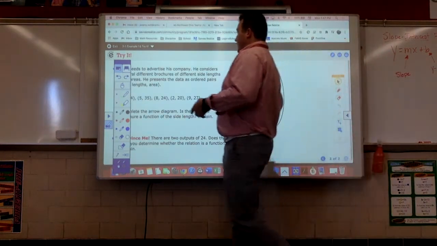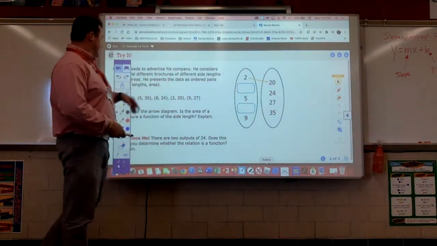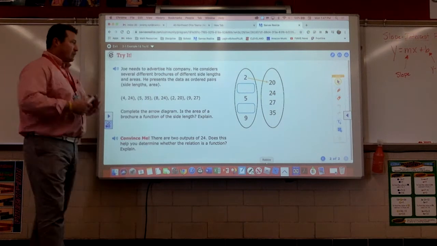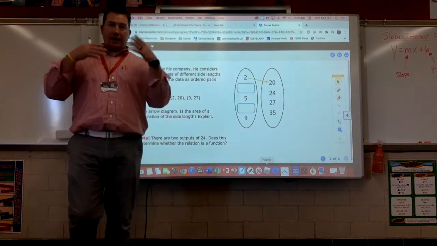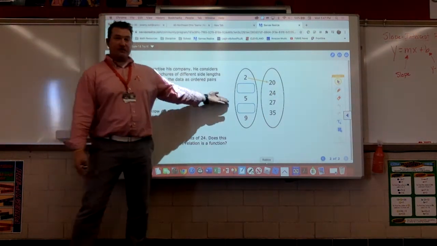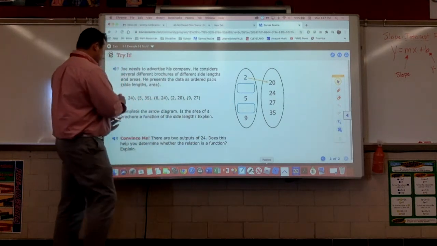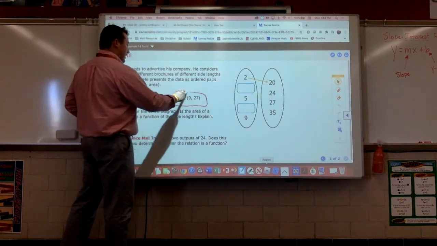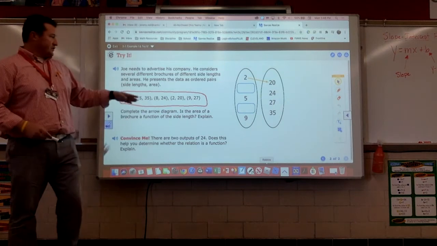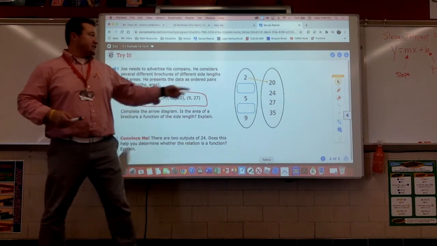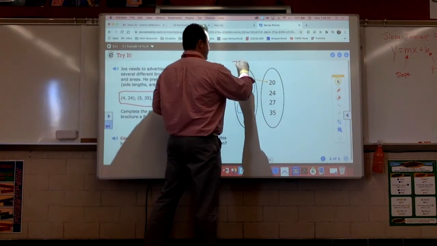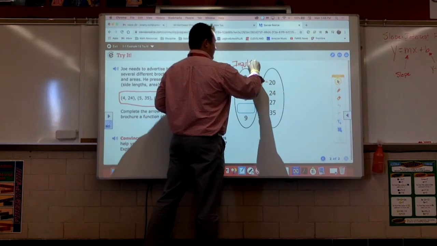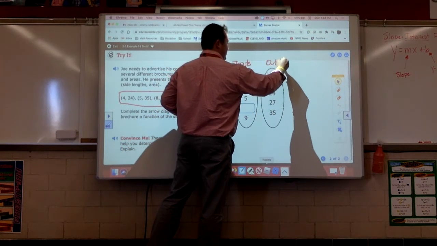Okay? All right, guys. Here's our Try It for example number 1. Once again, we will be making arrow diagrams. So they've started to make one here, and they're using all of these ordered pairs to make that one. I think they left out a couple of inputs. Uh-oh. Remember, these are inputs. On the right, we have outputs.